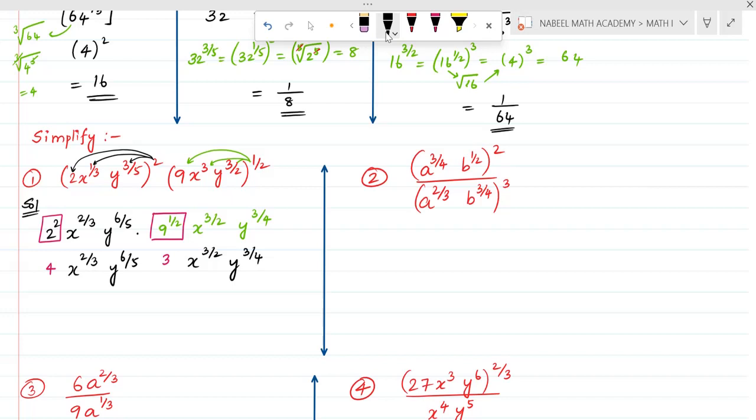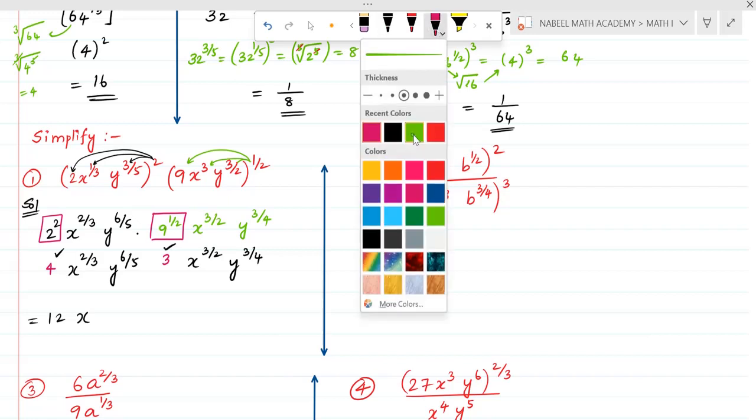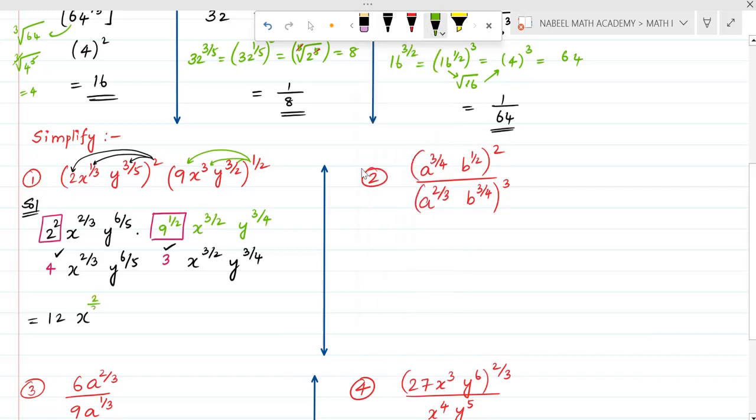Now when you multiply the numbers, 4 into 3 equals 12. X to the power, add the powers. So you have to add the powers. What is the power here? X is a common base, and since it is in the product, I have to add 3 over 2. Similarly, y to the power 6 over 5 plus 3 over 4. So how will you simplify this one, which is equal to 12, and this part?